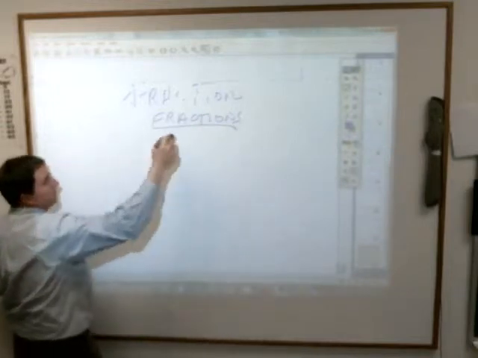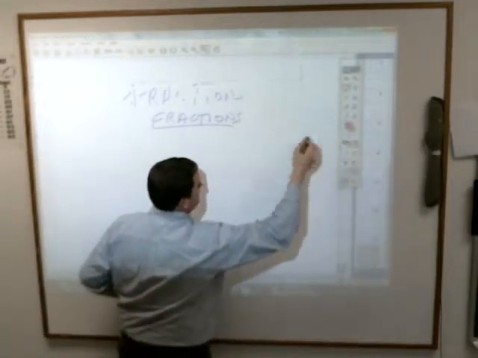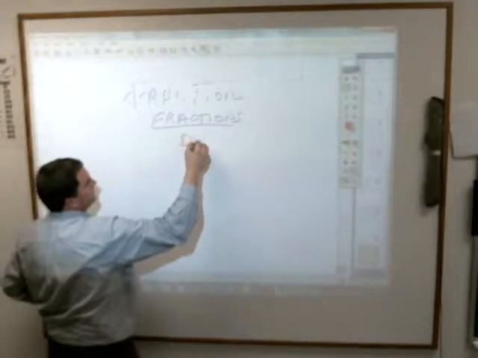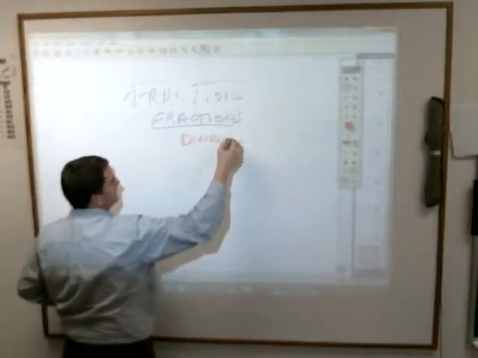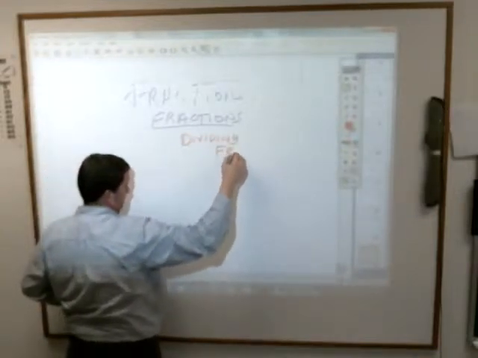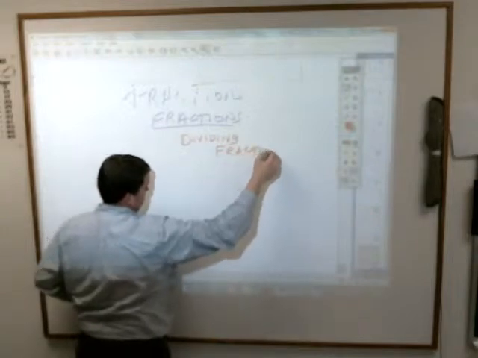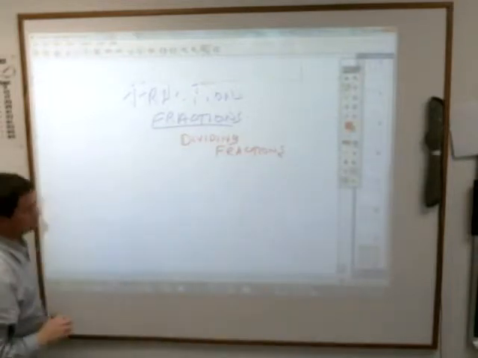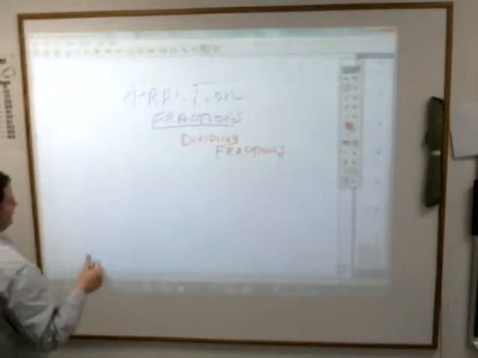Under fractions, today we're talking about dividing fractions. The first thing we're going to look at, because dividing fractions can be kind of confusing, is that when you divide things, you usually end up with a smaller number. A lot of times when you multiply by or divide by a fraction, you actually end up with a bigger number.